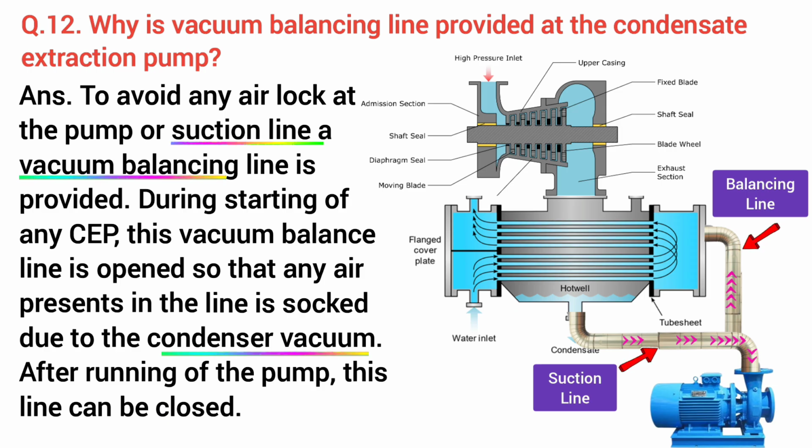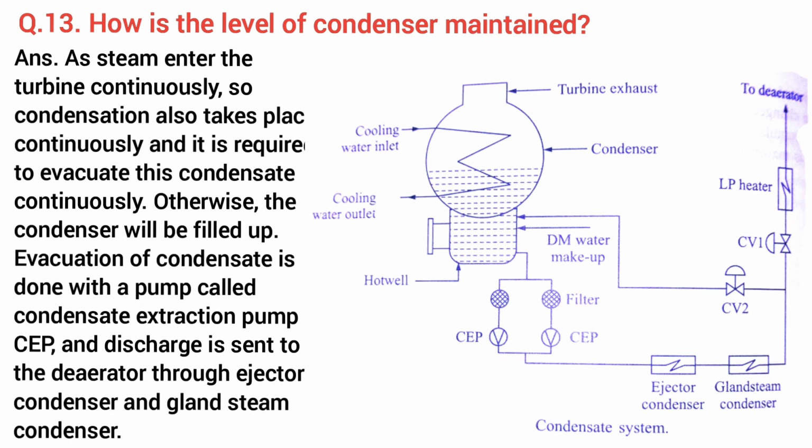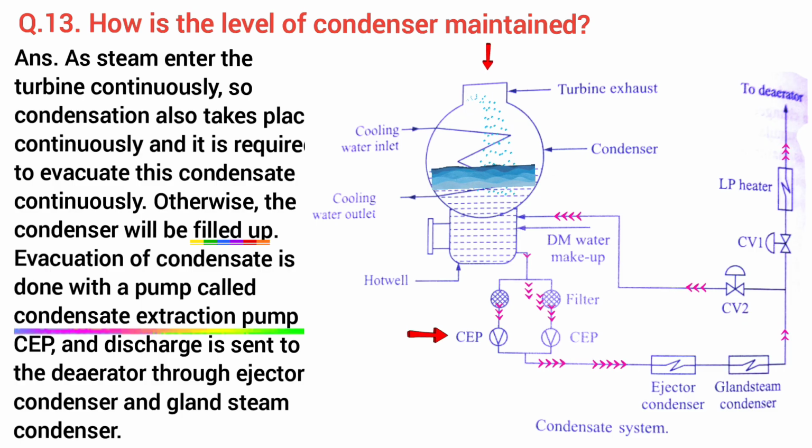After running of the pump, this line can be closed. How is the level of condenser maintained? As steam enters the turbine continuously, condensation also takes place continuously, and it is required to evacuate this condensate continuously. Otherwise, the condenser will be filled up. Evacuation of condensate is done with a pump called Condensate Extraction Pump, CEP, and discharge is sent to the deaerator through ejector condenser and gland steam condenser.